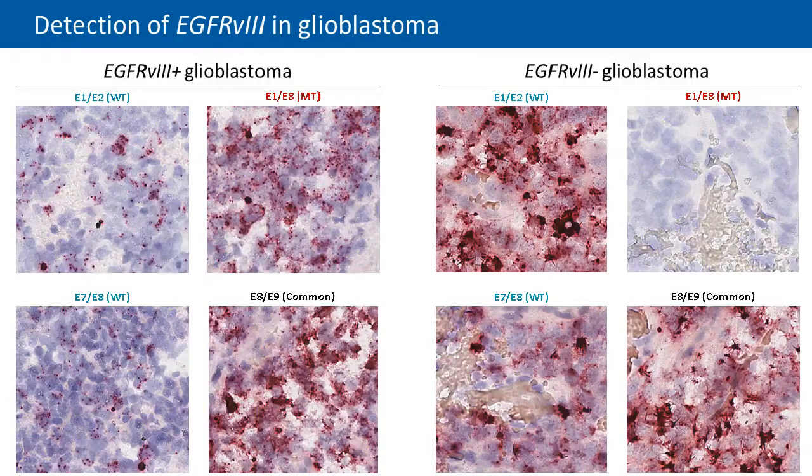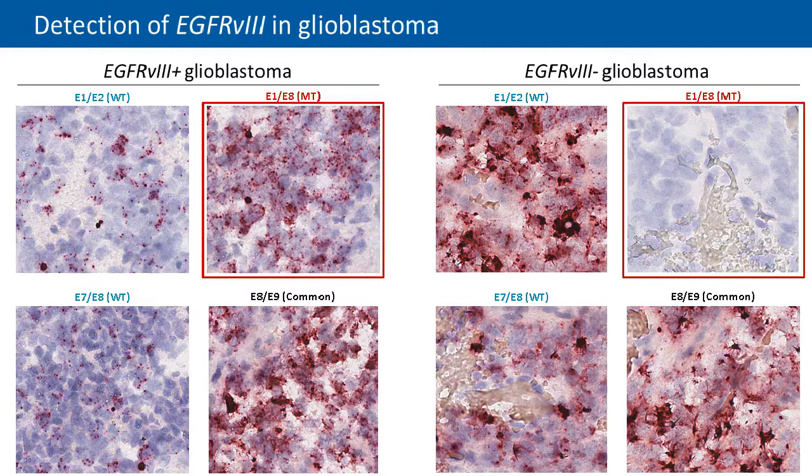In this slide, we show 2 glioblastoma cases stained with the probes I just described. With both wild-type probes, we see staining in both cases, indicating both express wild-type EGFR. However, with the mutant probe, we only see signal in the case on the left, indicating that this case is positive for the EGFRv3 variant, while the case on the right is not. Taken together, we can identify EGFRv3 status in situ in FFPE glioblastoma samples.